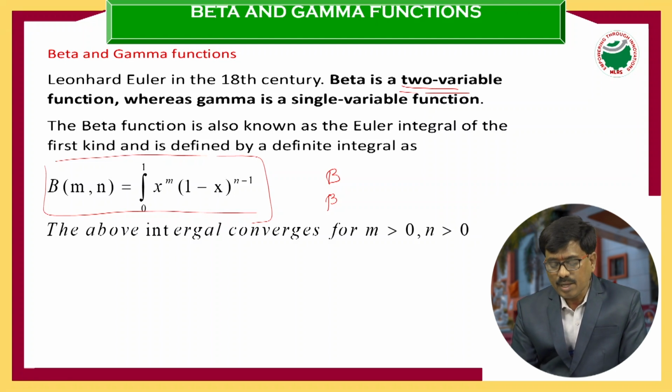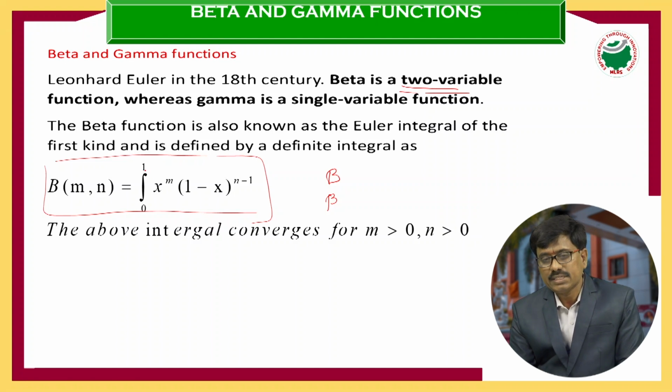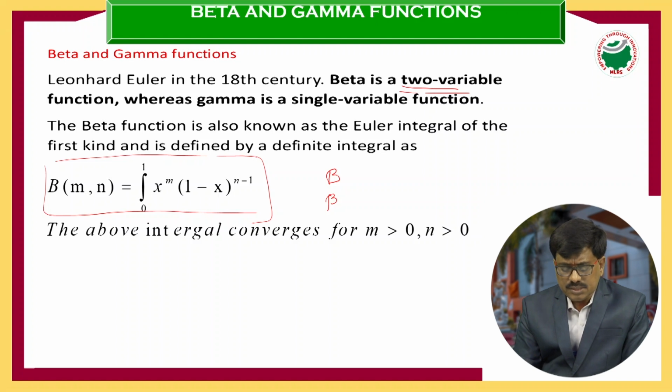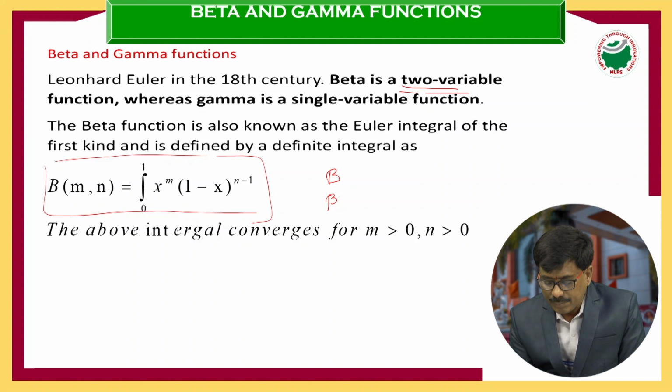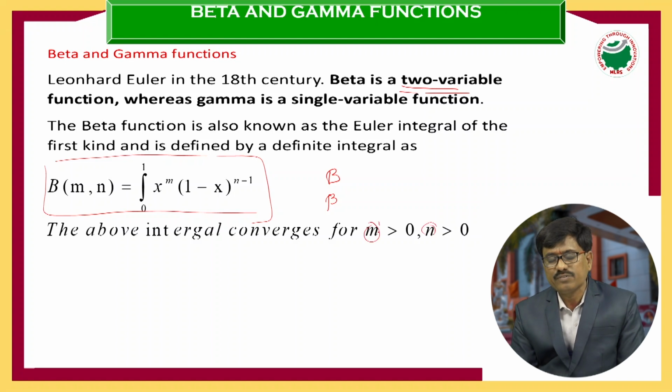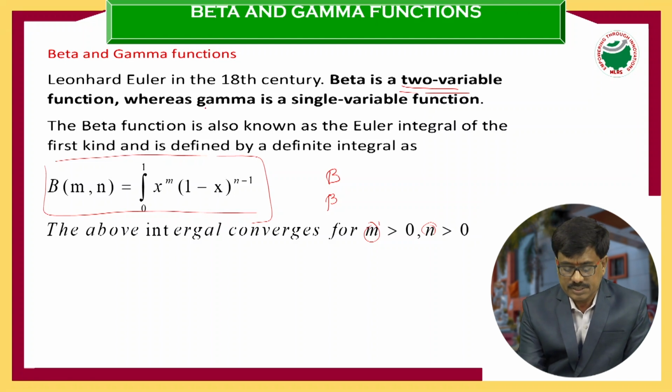What is the beta function? Where m and n are positive values, beta of m comma n is the integral from 0 to 1 of x power m minus 1 into 1 minus x whole power n minus 1 dx. This is called a beta function. It depends upon the values of m and n, so this function works with two variables. As I said, the beta function is a two variable function whereas the gamma function is a single variable function. After completing this beta function, we will go with the gamma function.